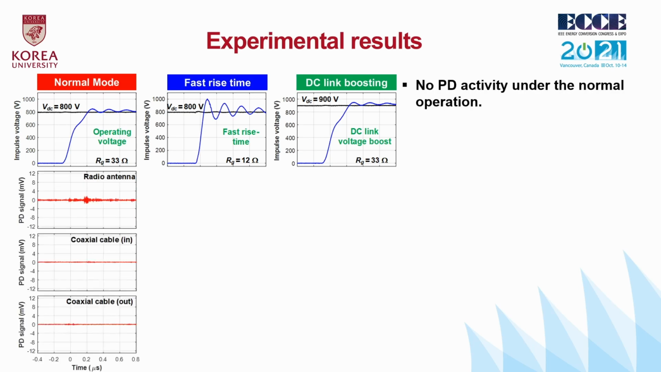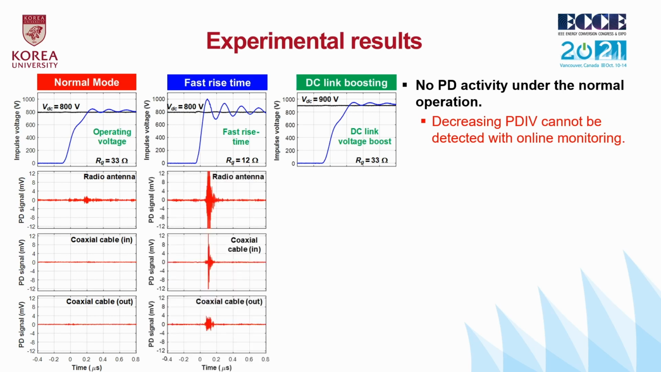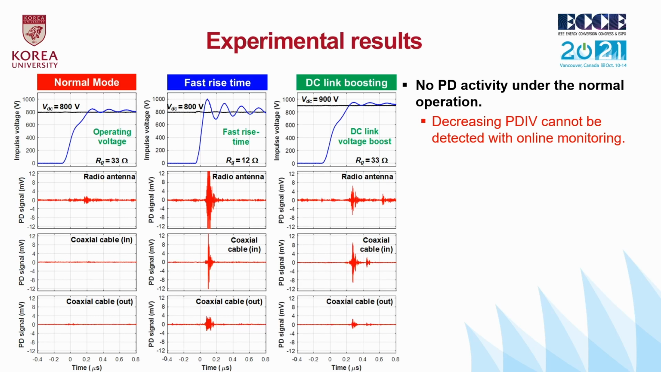There is no PD activity detected by any sensor under the rated DC link voltage of 800 volts and nominal gate resistance of 33 ohms. This indicates that the motor will be free of PD under normal stresses, and therefore the decreasing PDIV cannot be detected with the online monitoring methods. If the value of RG is decreased from 33 to 12 ohms without increasing VDC, the peak impulse voltage was 1004 volts for this case, and PD activity could be observed with all 3 antennas. The peak impulse voltage was 954 volts when the DC link voltage was temporarily increased to 900 volts. For this case, PD activity could be observed with all 3 sensors.